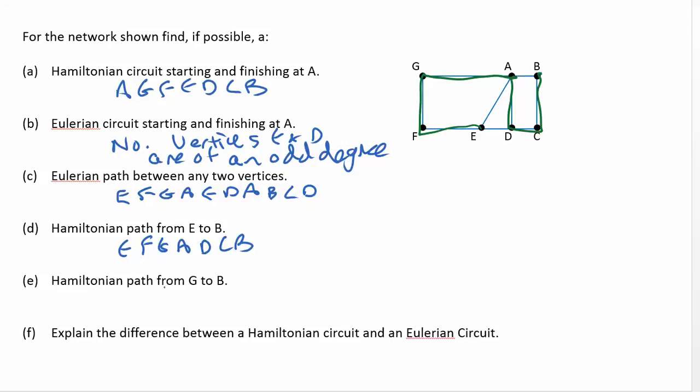In a similar way, you can go ahead and find a Hamiltonian path from G to B. So tracking one from G to B.